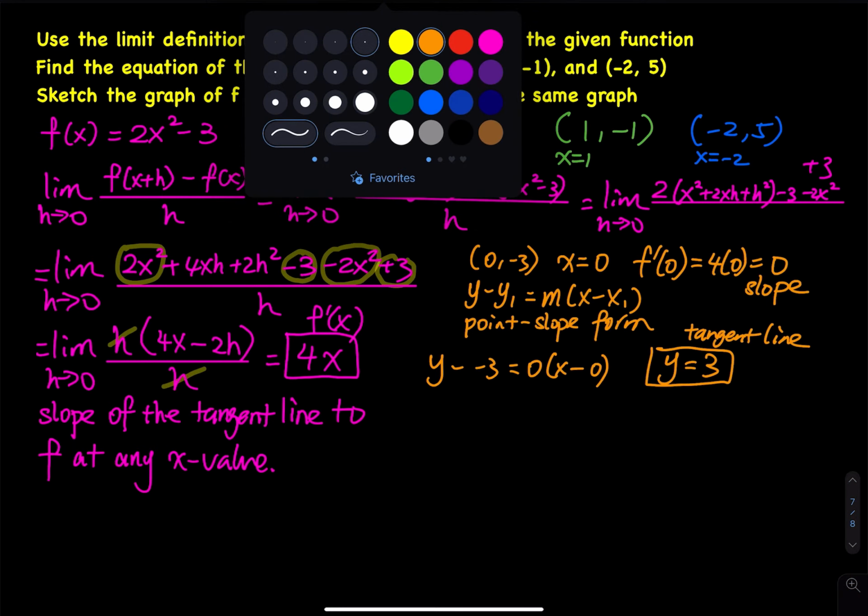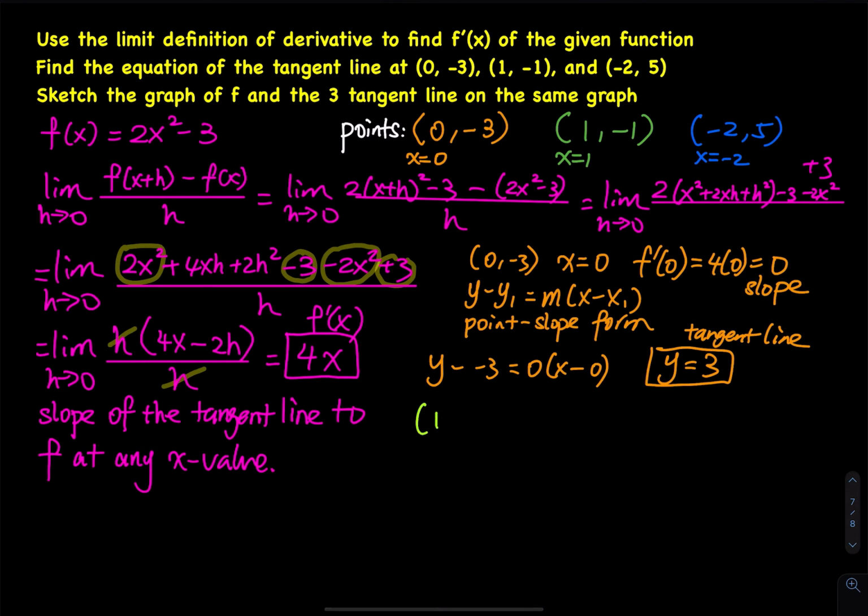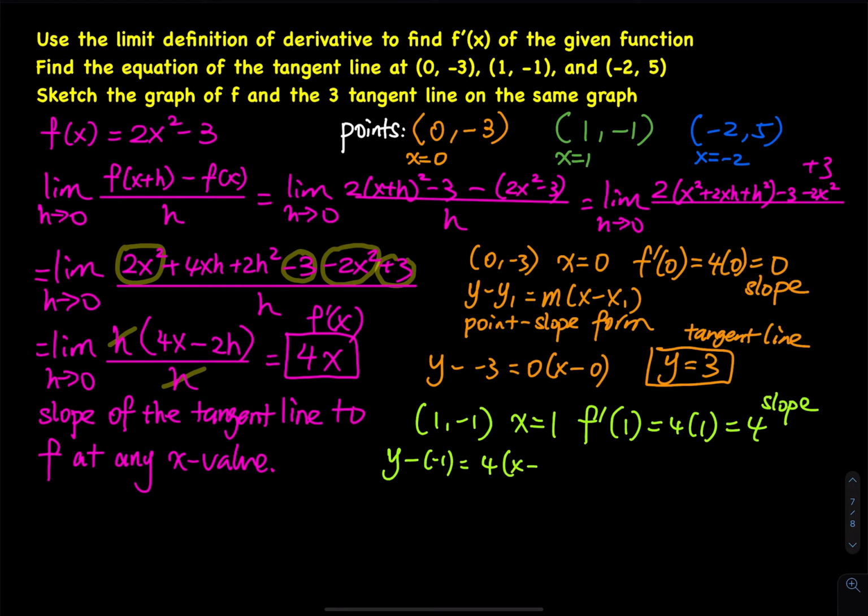The next one is 1, negative 1. So that means x is equal to 1. Then the slope is f prime of 1, which is 4 times 1, that is equal to 4, and this is the slope. And then we have y minus y1 equals slope times x minus x1. So you have y equals 4x minus 4 minus 4, right? So that will be 4x minus 5. And this is the tangent line.